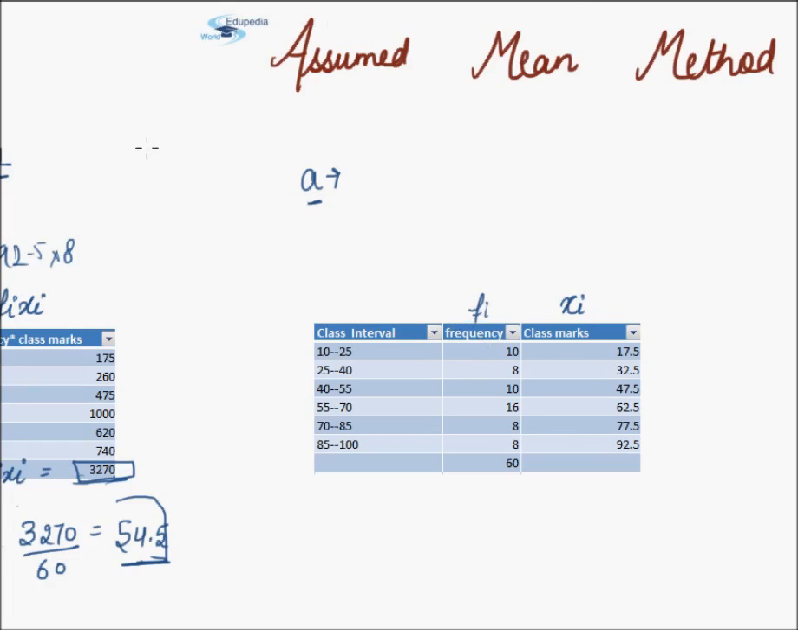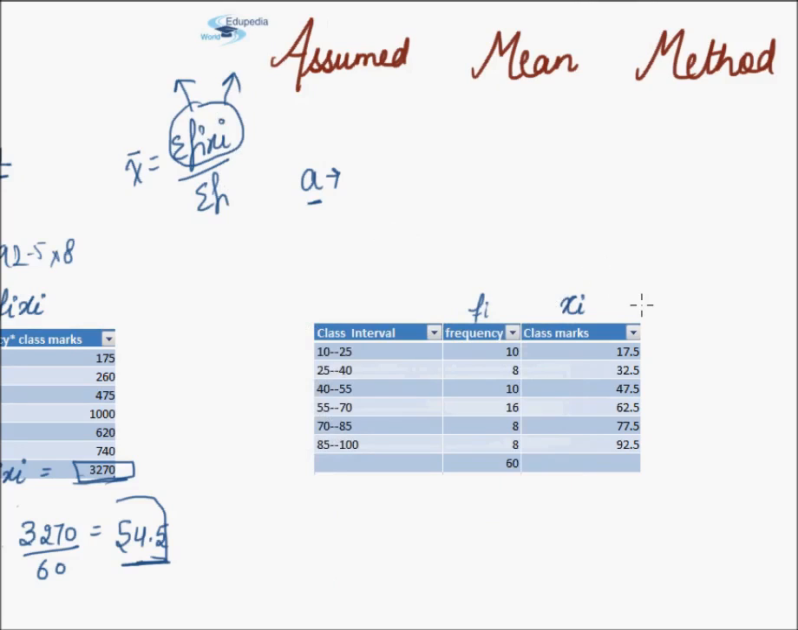Friends, we know that mean is summation fi xi over summation fi, that is, sum of observations over total observations. Now, to simplify this calculation part, either we can improve upon fi or xi. Friends, fi are the frequencies for the given data. We cannot modify these frequencies, but we can work upon xi. How can we do so?